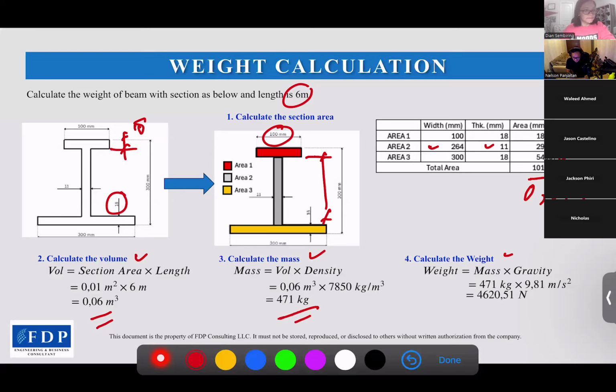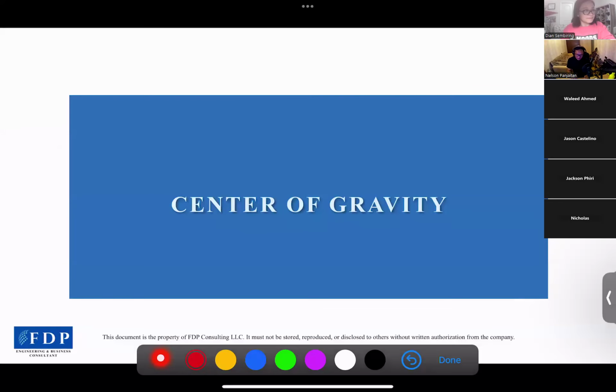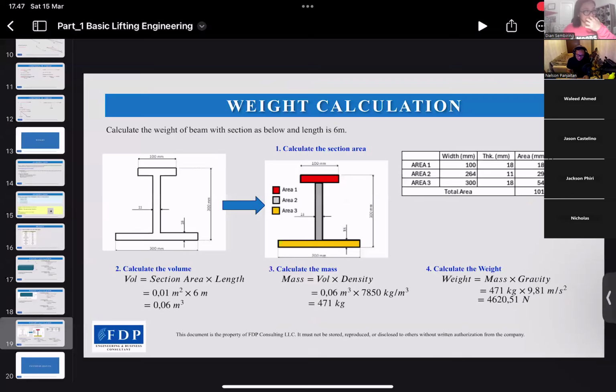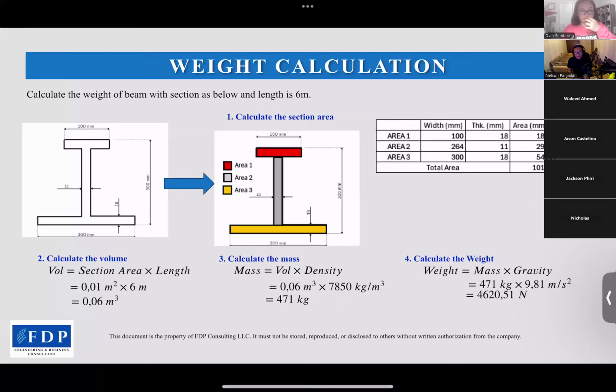After we get the mass, then we can continue with the weight. The weight is mass times gravity, 9.81 meter per second square. 471 times 9.81, then we get 4,620.51 Newton here for the weight. Is there any question with this weight calculation? I think that's all for the weight calculation. That's the basic that we can use for.